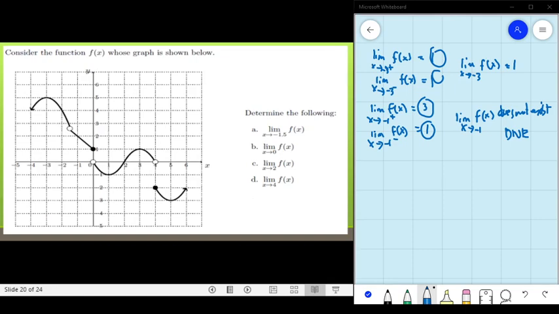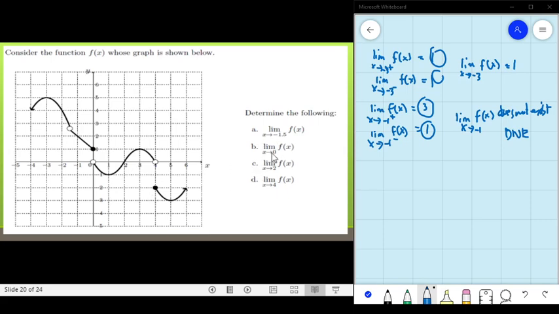Okay. So now let us consider the graph. So, the limit at negative 1.5. So, negative 1.5 is here. From the right of negative 1.5, it reaches 2.5, and from the left of negative 1.5, it also reaches 2.5. So, therefore, the answer is 2.5.